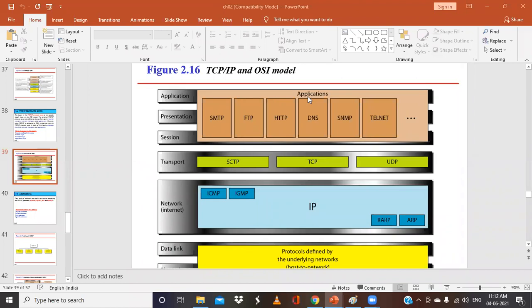For that, we have different sets of protocols like SMTP for Simple Mail Transfer Protocol, FTP for file sharing, HTTP for Hypertext Transfer Protocol, DNS for Domain Name System, and Telnet for remote login. For all these, we have different protocols, and they provide basic services for the normal user who is interacting with the system, or with the internet or the World Wide Web. So these are the different sets of protocols that we will be using in TCP/IP.